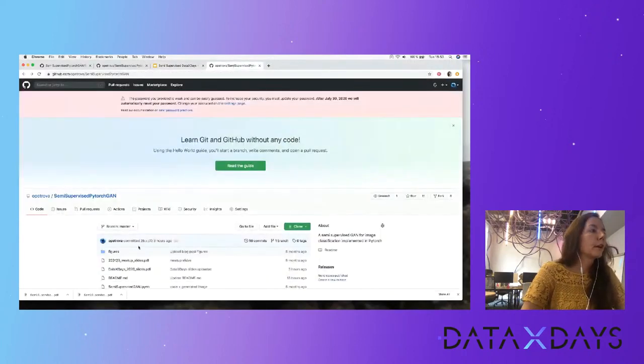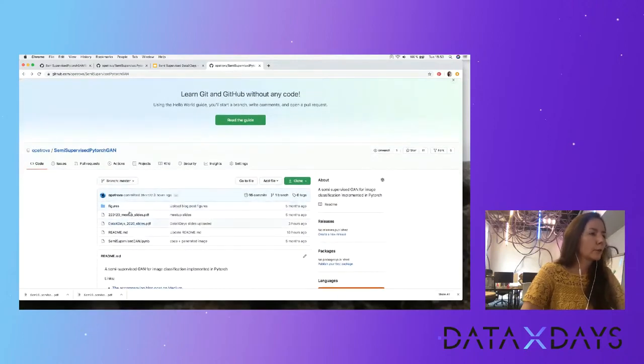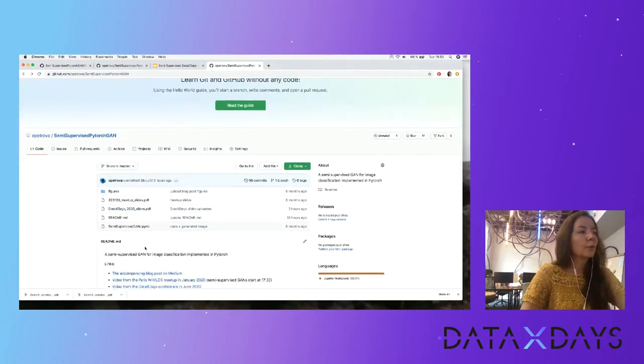So in this repository, I have the slides, links to the blog post where I talk about all of this semi-supervised learning, etc. But I also have a notebook with a PyTorch implementation of a semi-supervised GAN.